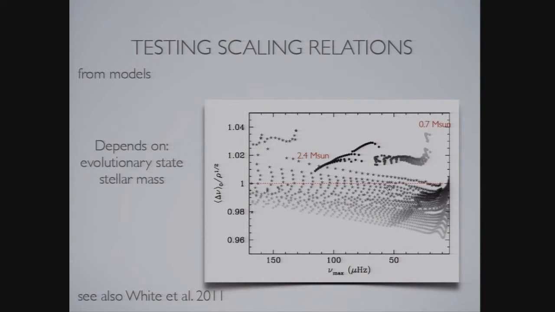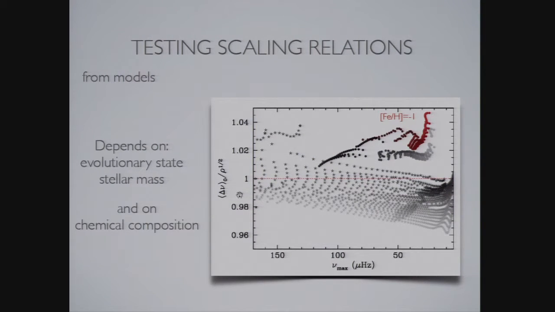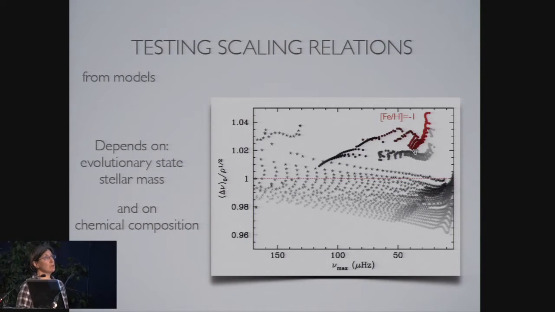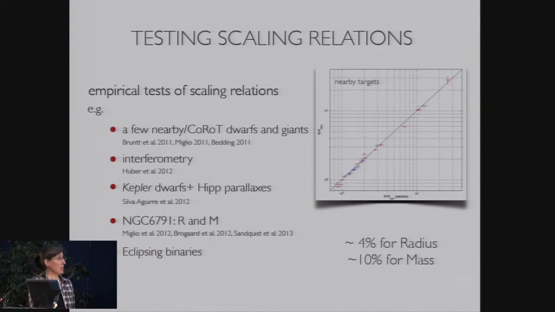That means that delta nu is in fact a good estimation of the mean density, but we also have that the difference depends on the mass, and on the evolutionary state. And the evolutionary state depends also on the mass. If we do the same computation with a different chemical composition, we obtain here the data corresponding to a metallicity 10 times smaller than the solar one. And we see that it depends on the mass, on the evolutionary state, and also on the chemical composition. So we have to take all this into account in order to exploit the data that we have.